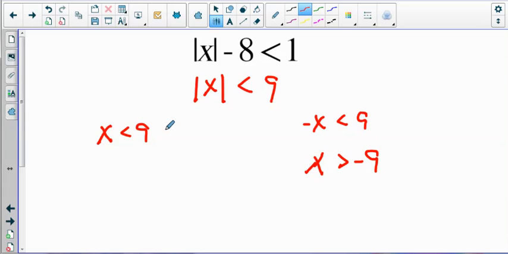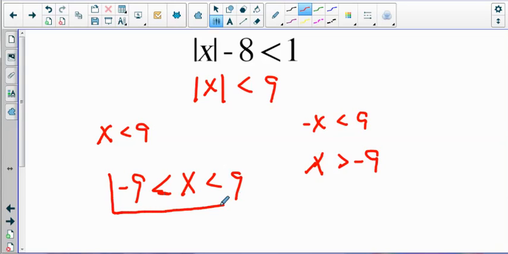All right, so now I ask myself the question, can I be less than 9 and greater than negative 9? Are there numbers to the left of 9 on the number line and to the right of negative 9 on them? Yeah. Negative 8, negative 7, 0, 1, 2, 3, all those. So this is an and. Both of my inequalities point to the left. X goes in the middle. Negative 9 is the smaller number. It goes on the left. 9 is the bigger number. It goes on the right. So there's the answer to that one.